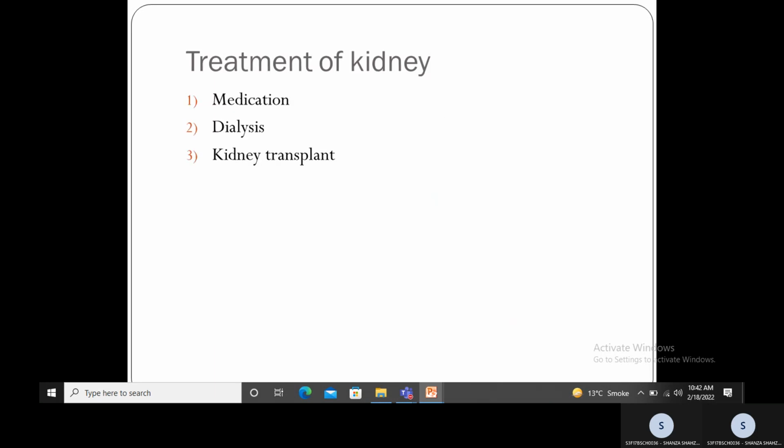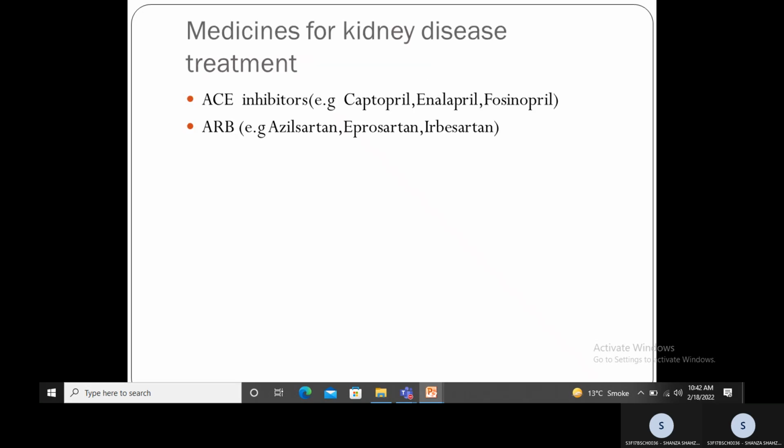Treatment for kidney disease. There are three types of treatment for kidney disease: medication, dialysis, and kidney transplant. First is the medicine, ACE inhibitors and ARBs. Some ACE inhibitors are captopril, enalapril, and fosinopril, and ARBs are azilsartan, eprosartan, and irbesartan.